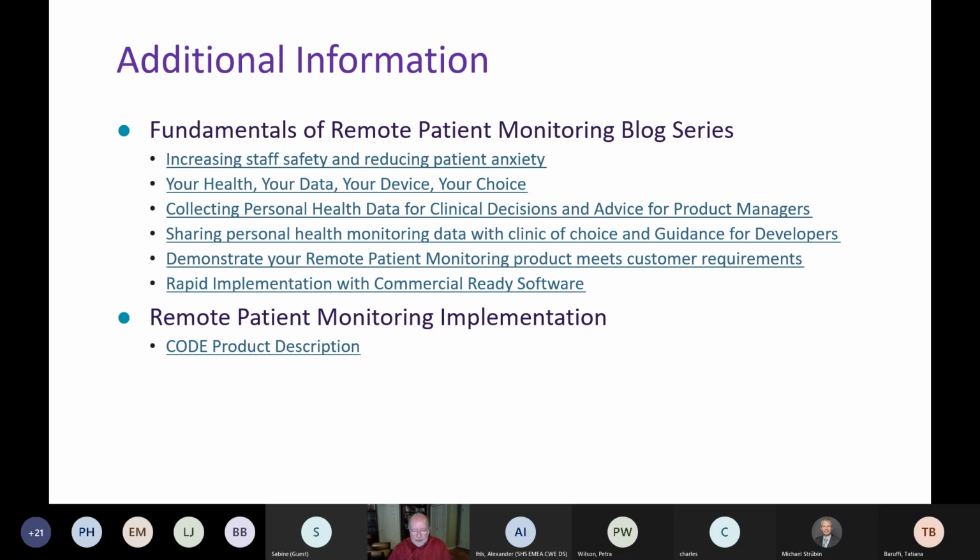There's a blog series that was written about 6 months ago that walks you through what remote patient monitoring can do for you, how it reduces anxiety, increases patient or staff safety, the fact that you can use your own device to communicate your own data to your own doctor, and then, if you're a product manager, how you go about actually implementing that. And then how do you demonstrate that you've done it correctly, and the software that helps speed that along? And again, another link to that description of the software that implements these profiles.